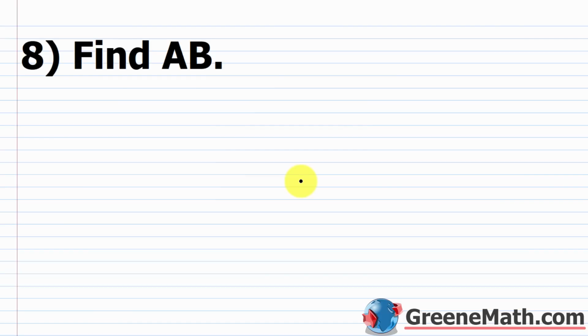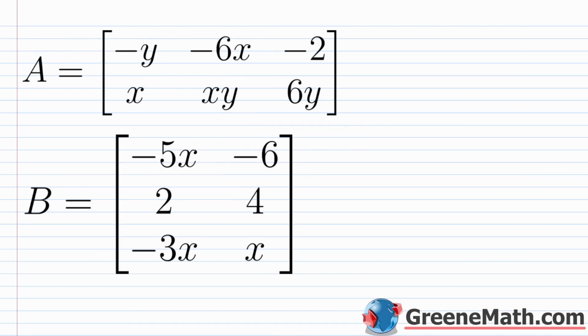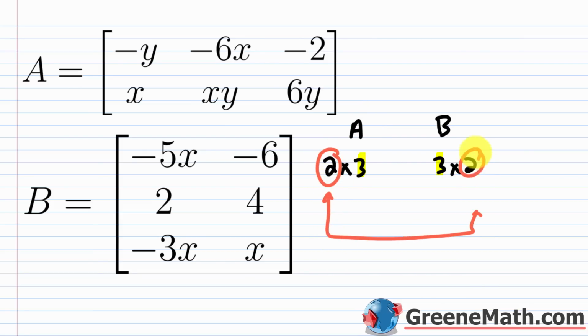All right, for problem 8. We're asked to find AB. So here's our matrix A, and then here's our matrix B. So first off, is it possible? Well, so for matrix A, you have a 2 by 3. So this is a 2 by 3. Then for matrix B, it's a 3 by 2. So 3 by 2. The number of columns from A does match the number of rows from B, so we're good. And then what's the order of our product matrix AB? Again, you take the number of rows from A, and you'll say by the number of columns from B. So it's going to be a 2 by 2.